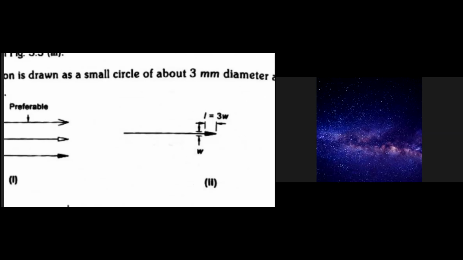And for the dimension of the arrowhead, we have to follow one proportionate dimension, that is 1:3. If L is the length of the arrow and W is the width of the arrow, the ratio between W and L is such that L equals 3 times W. So here the length of the arrow is 3 times the width of the arrow.